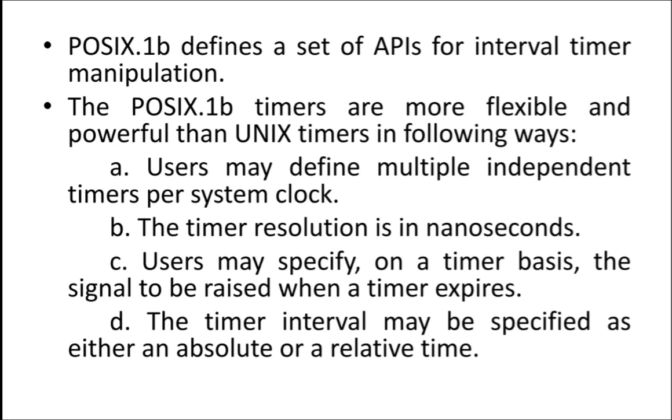Interval. What is the interval? Interval is between 1 to 5 seconds. So if I set a time using a timer for 5 seconds, the interval will be from 1 to 5 seconds. Hope you are understanding now. Right? So POSIX.1b defines an API for interval timer manipulation. You can use POSIX.1b APIs to change the interval values of a particular timer.